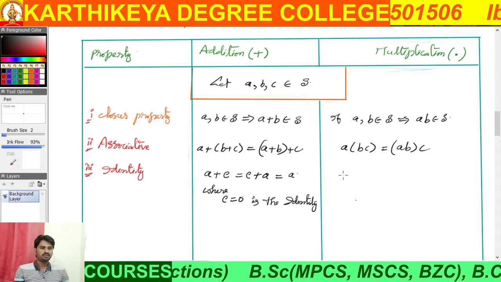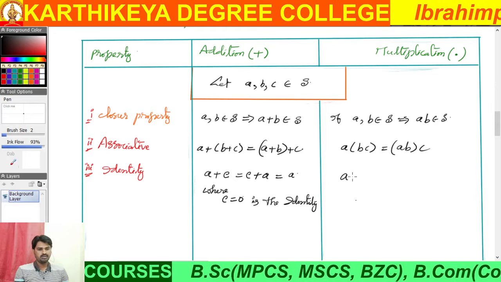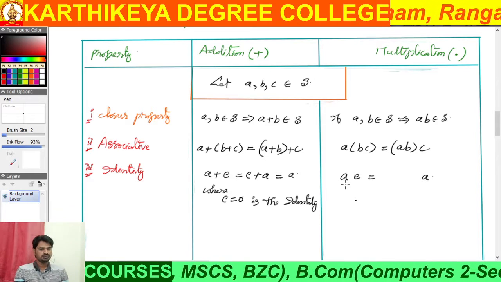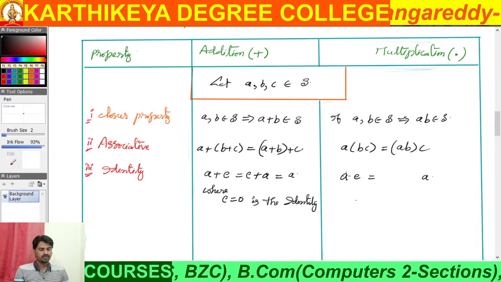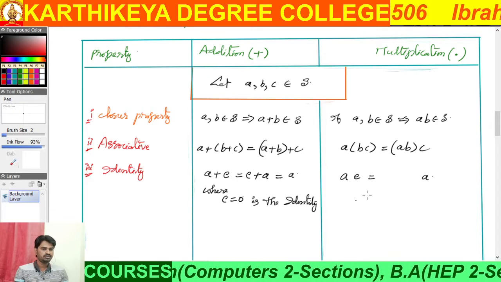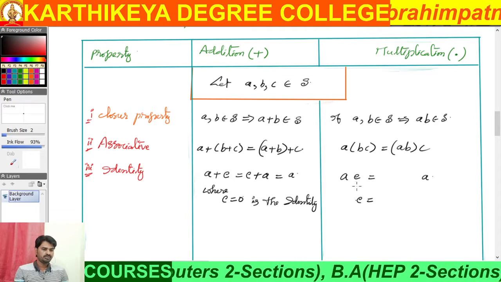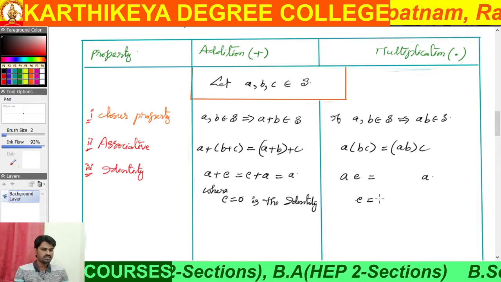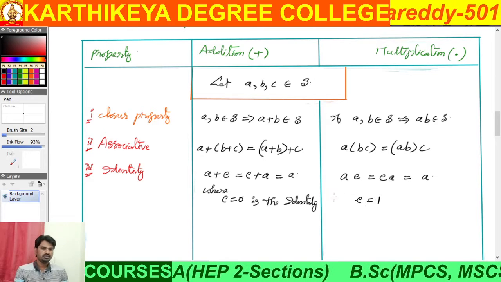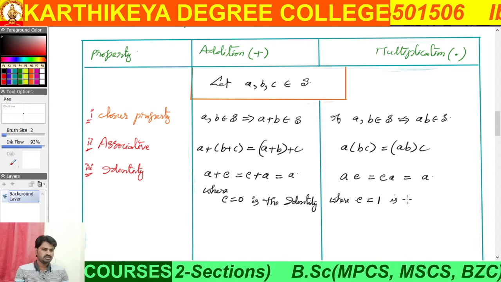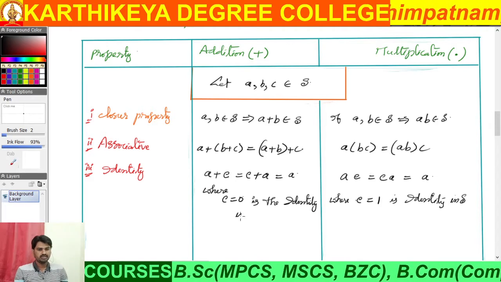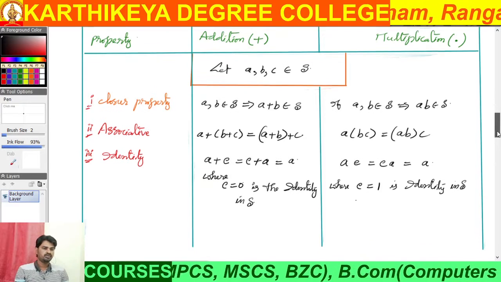Next one, coming to the multiplication property, we take the element a and multiply with some element, and we get the same element. Suppose I have taken an element a. I multiply it with some element and get the same answer. That means what should you put in the place of e? a into something is equal to a, so what is the e value here? 1. In the same way e into a is equal to a, where e equal to 1 is the identity in S. Here also identity in S. That is what you are going to write. Next one.